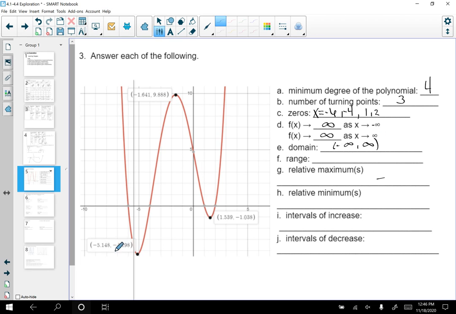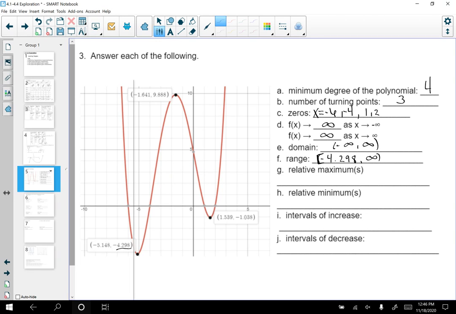Our range here, we have to look at our lowest y value. What's the lowest this graph touches? Here, it gives us that point, -4.298. And now that should be a bracket, right? Because it touches that point. And we go all the way until infinity.